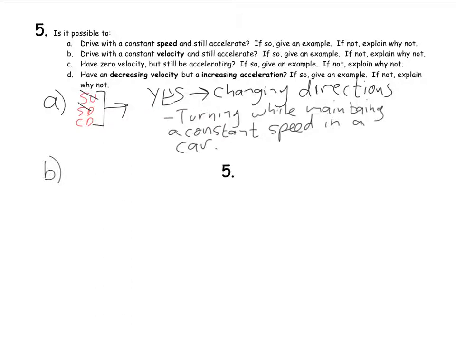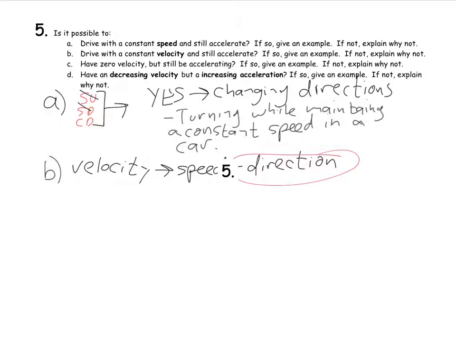For B, is it possible to drive with a constant velocity and still accelerate? So let's keep in mind here, just thinking about this conceptually for a second, velocity means speed plus direction. So thinking about that last one, this was really our way around it, was we changed direction. That allowed us to accelerate while still moving at a constant speed. So if we take that away, that changing directions form of acceleration is out. Okay, so this is no, this is not possible.